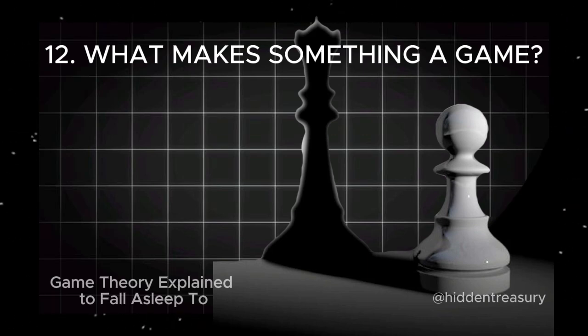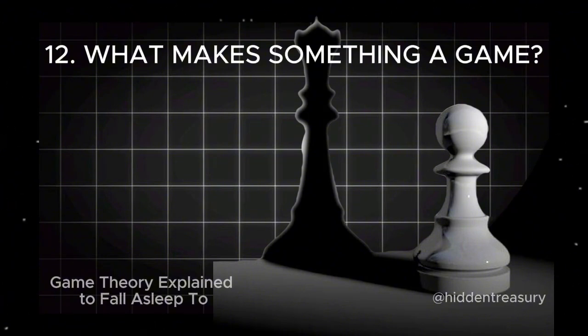And finally, there's information. This refers to what each player knows when making a decision. In some games, everyone knows everything. These are called games of perfect information, like chess. In others, players are in the dark about each other's strategies or intentions. These are games of incomplete or imperfect information, like poker or business negotiations.